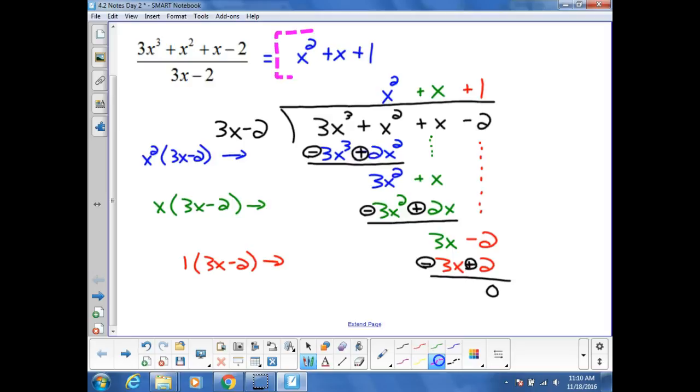What do I know then about 3x minus 2? It's a factor of that big polynomial. Okay? It divides in evenly without a remainder. Okay? Long division. Using our long division techniques that we learned way back in 4th or 5th grade. Okay?